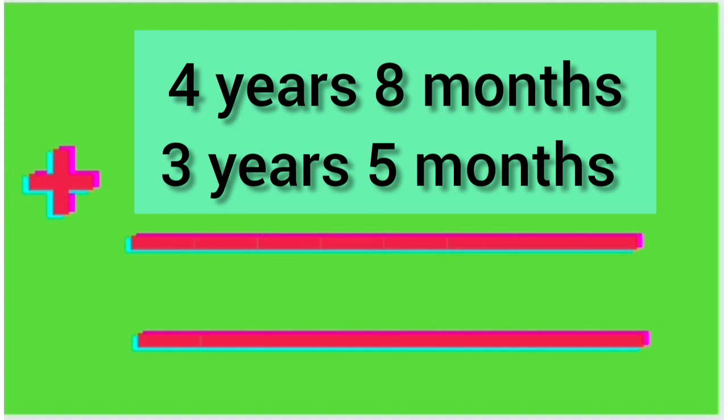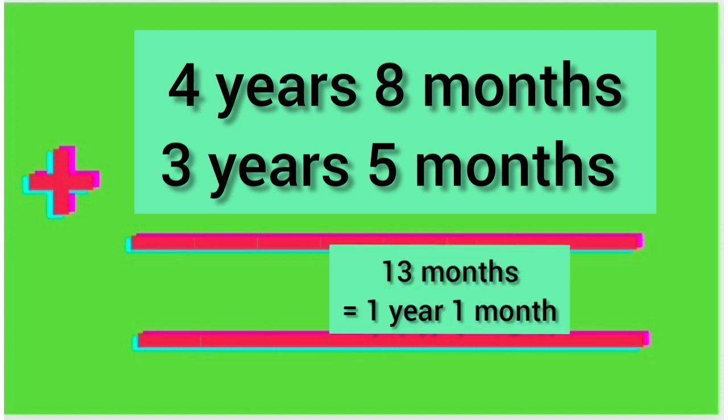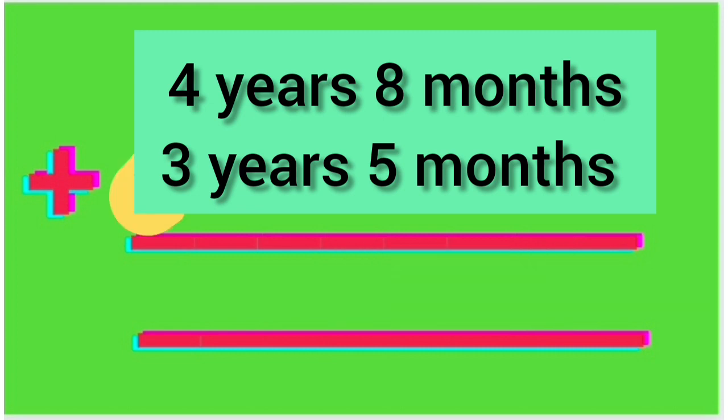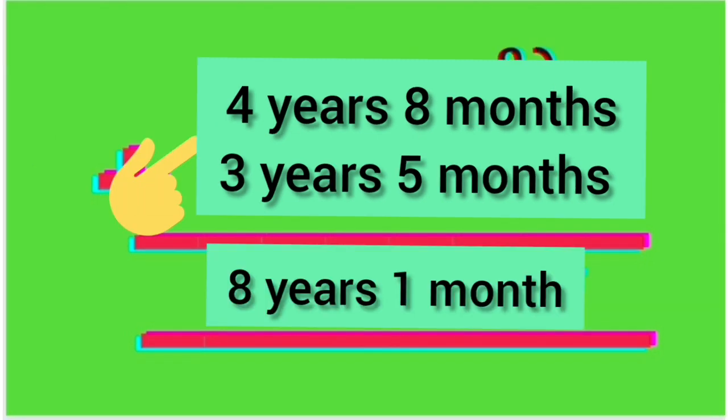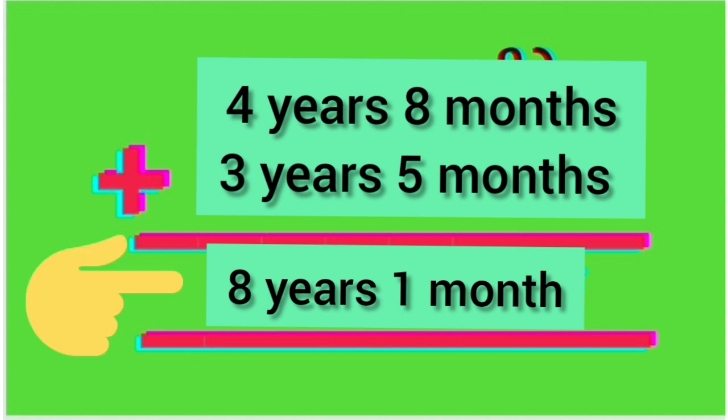We will add. Write years and months in separate columns. We will add the numbers column-wise. 8 plus 5 is 13 months. We know 12 months is equal to 1 year. So 13 months is equal to 1 year and 1 month. Now adding years, we get 4 plus 3 is equal to 7. And 1 more year makes 8 years. So we get 8 years and 1 month as the answer here.